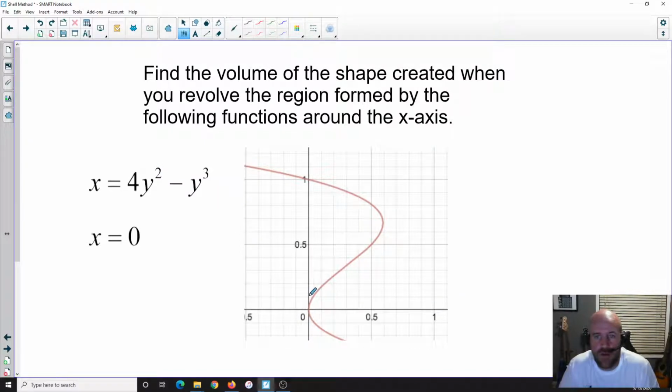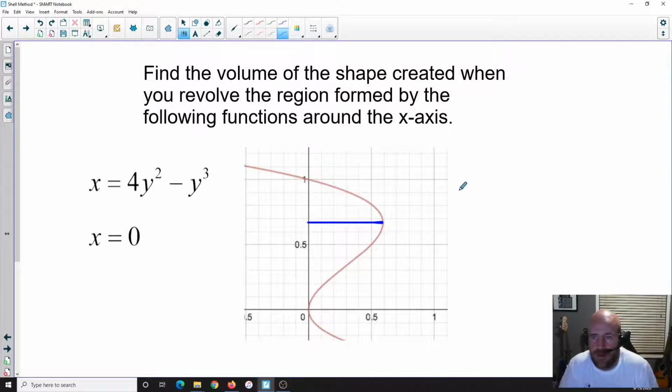So we are going around the x-axis, so we need to be in terms of y. We're using the shell method. We're already in terms of y. So that's why we want to use shell method here. And we want to take, remember, a length parallel to the axis of rotation. So x-axis is horizontal, we need a horizontal line.